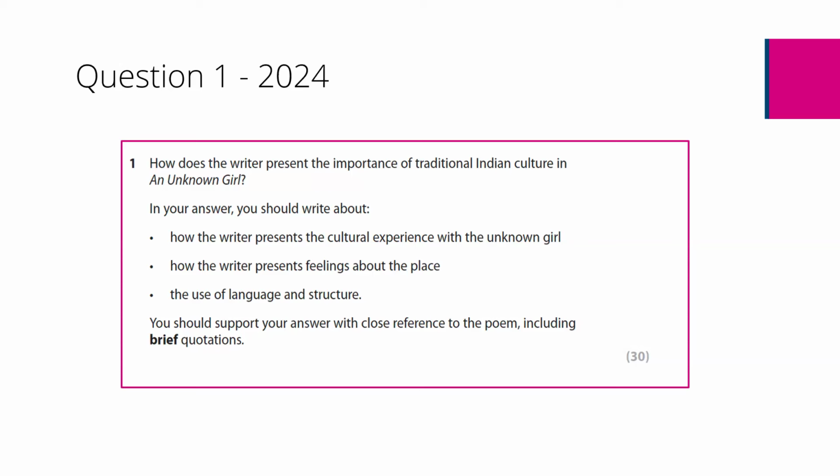And here it was, you should write about the importance of traditional Indian culture, and it's scaffolded. So how does the writer present the cultural experience with the unknown girl, how the writer presents feelings about the place, and the use of language and structure for the AO2, of course. You should support your answer with close reference to the poem, including brief quotations.